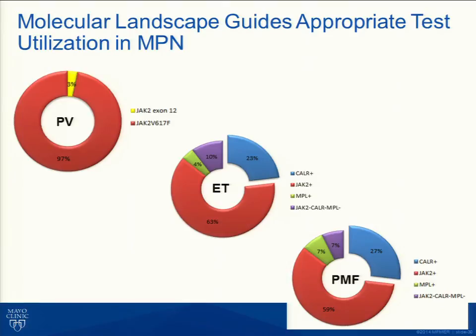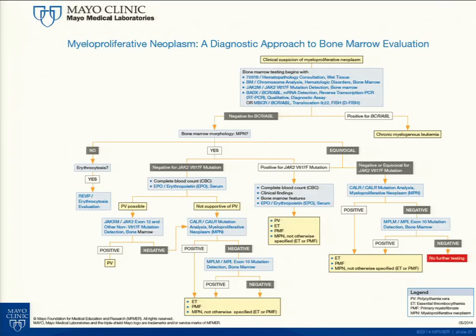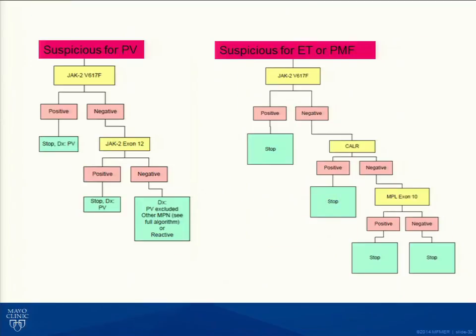So with that in mind, this is our algorithm for a bone marrow workup for MPN. It looks pretty busy, but the bottom line message here is if you're suspecting PV, those are the 2 tests that you should order. And you should only do exon 12 if the V617F is negative. If you're thinking about ET and PMF, start with your JAK2 V617F. If that's negative, go to CALR. Negative, then go to MPL.